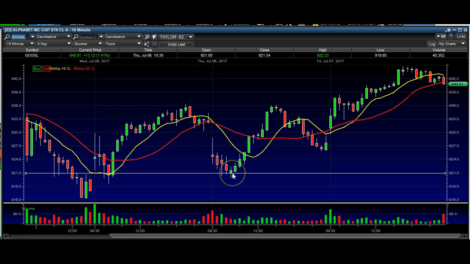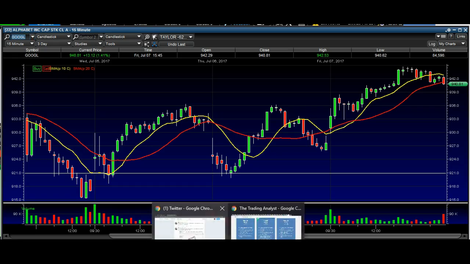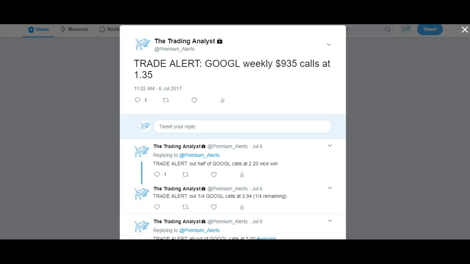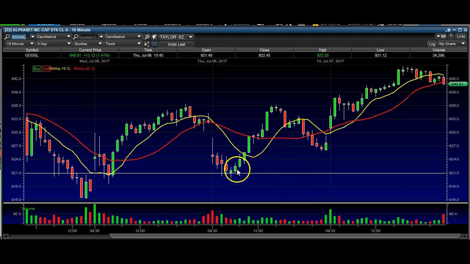It held that low, and then right here we had this candle close over the previous candle's high. That was that entry signal, and we alerted some weekly calls here. The 935 strike calls at 1.35. That was right here on this candle.